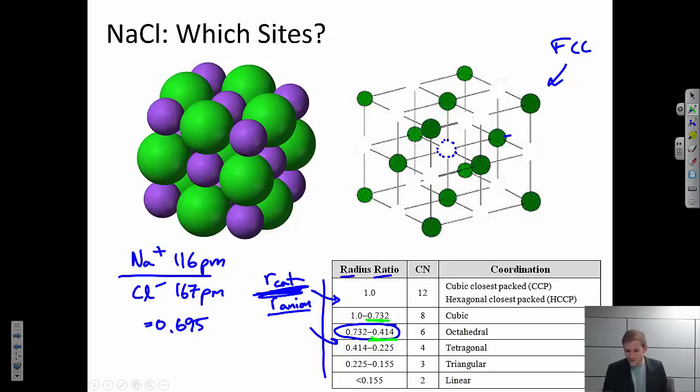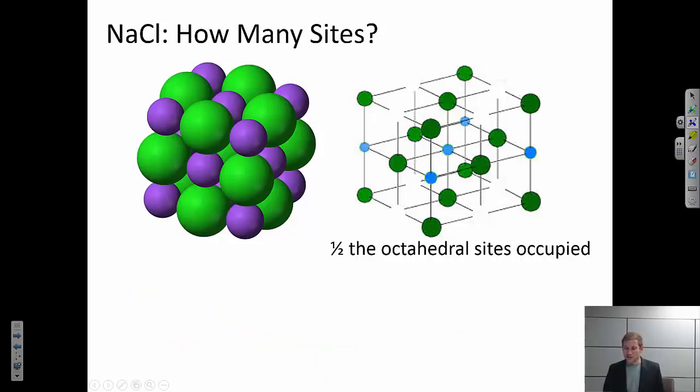So again, we found the radius ratio, cation over anion. We looked at our table, and we say that in the sodium chloride lattice, sodium wants to occupy octahedral sites. So it's going to sit in octahedral sites such as this one. But the next question is, how many of those sites is it going to occupy? For example, we could occupy half of the sites.